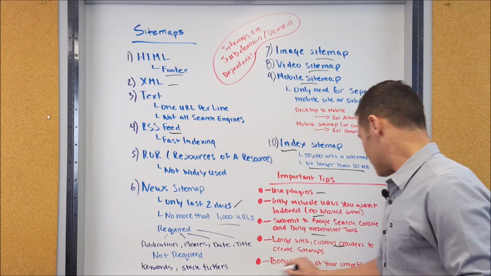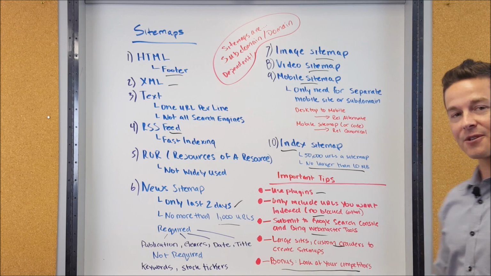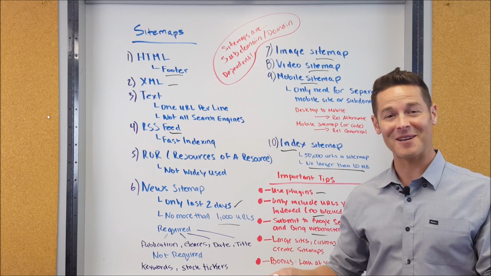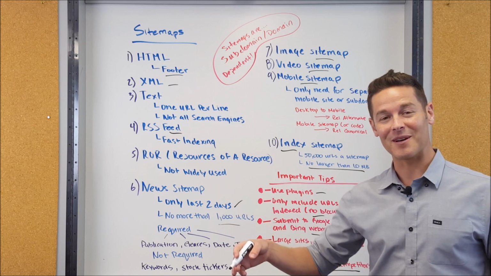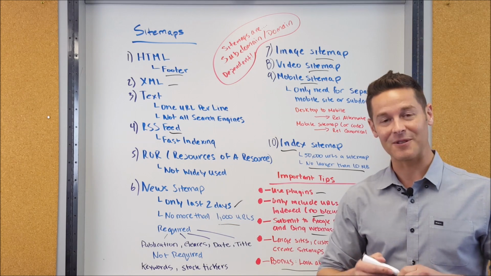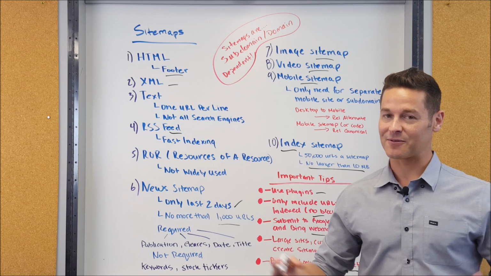And then the last thing, which is a bonus, take a look at your competitor sitemaps. If you look at their sitemaps, you can get an idea of what they've optimized for, and then you can reverse engineer that for yourself, and that can allow you to rank for more keywords.